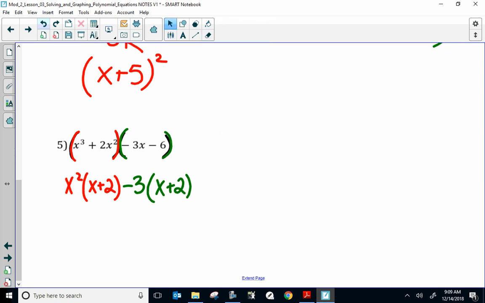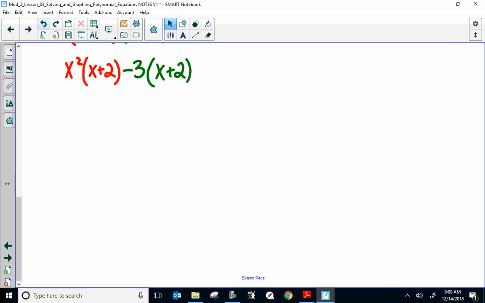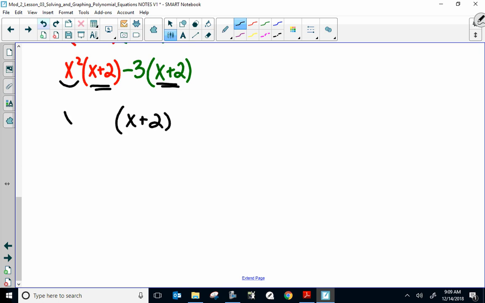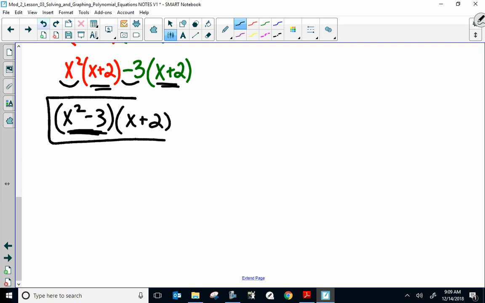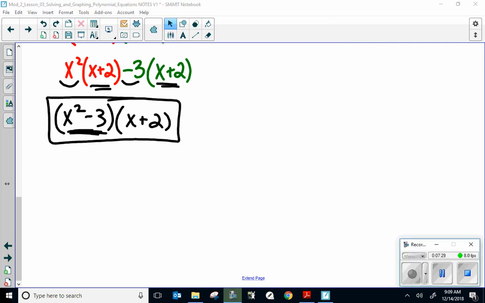Okay? So, I'm not done. All right, so now I'm going to take these and factor that out, x plus 2, and what's left, x squared minus 3. This is not a difference of perfect squares, so I'm going to leave it just like that. That is factored completely. And whew, that was a quick little refresher.